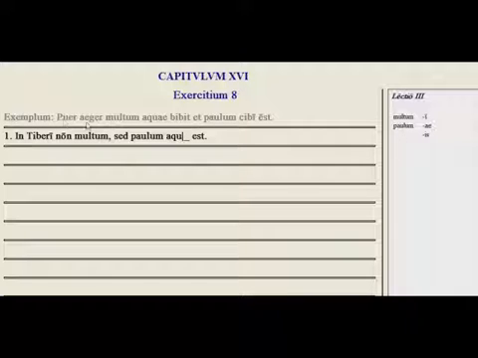We have puer aeger, a sick boy drinks a lot of water and eats little food. Literally, a sick boy drinks much of water and eats little of food. So in our practice, filling in the ending, we have in Tiberi non multum, so in the Tiber, not a lot, sed paulum, but a little, there is a little water. But we know that in Latin they'd say a little of water, so we're going to put in the genitive here, aquae.